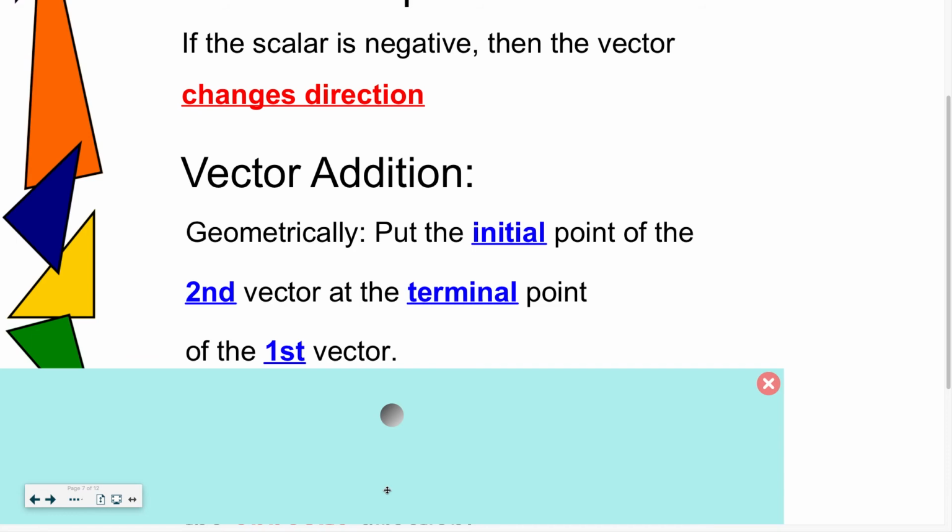Vector addition. Geometrically, what you're doing is taking the initial point of your second vector, so the starting point of the second vector, the thing you're adding on, and you put it at the terminal point of the first vector. So you can think about adding vectors as connecting the dots. You start the first one at 0, 0, like it was in standard position. And then wherever it ends, you just build off from there. And however many vectors you add, you just continue on from that terminal point.